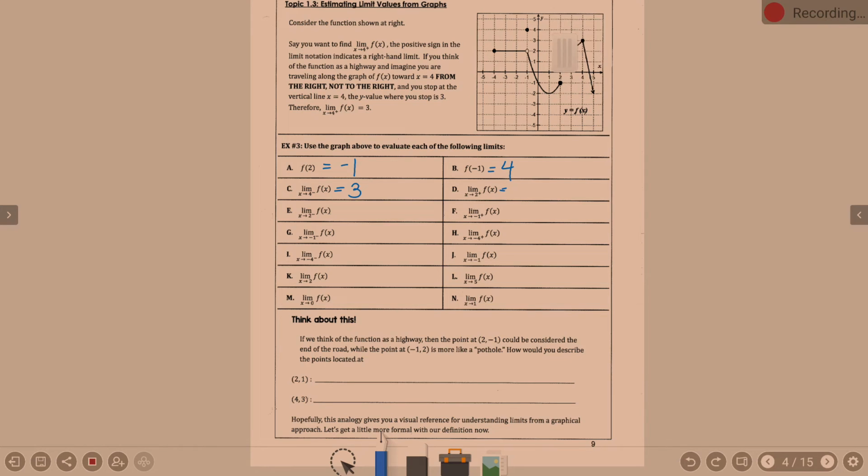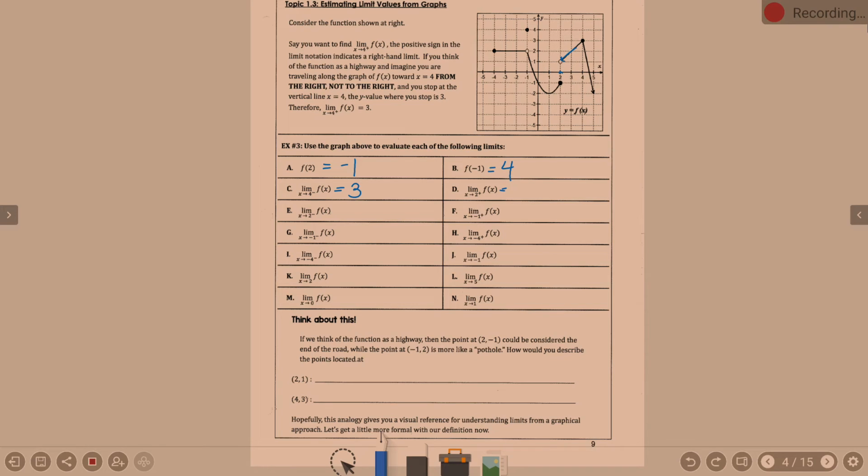Okay, what about as x approaches 2 from the right? Which way is our right? I'm on D. So here's 2. As we approach this value from the right, all I have to look at is right before 2, what y value am I approaching?